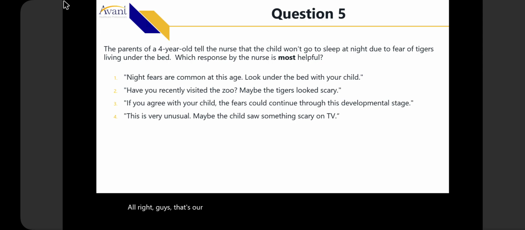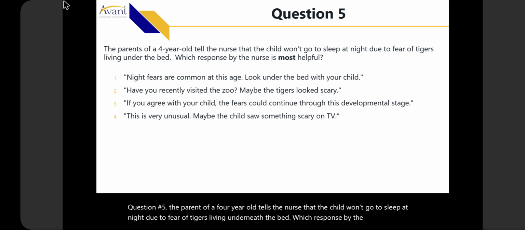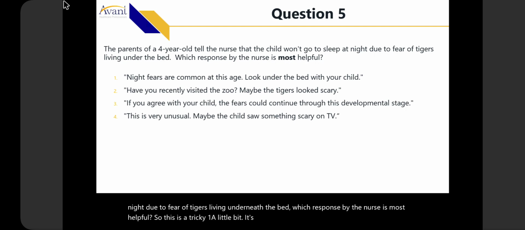All right, guys, that's our 2-minute timer there. Let's take a look together. Question number 5. The parent of a 4-year-old tells the nurse that the child won't go to sleep at night due to fear of tigers living underneath the bed. Which response by the nurse is most helpful? So this is a tricky one a little bit, because what type of question is this? We saw the keyword there, right? Most helpful. So we know that this is a priority question, okay? What else is it? It's also a therapeutic communication question, all right?